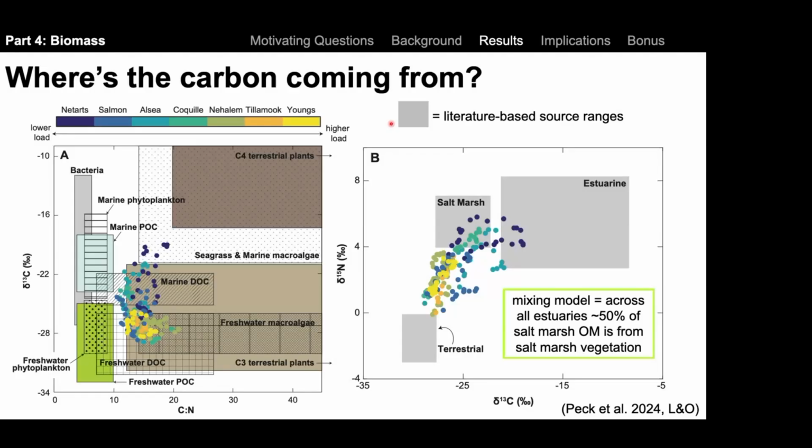And once we use the Bayesian mixing model, what we find is that across all estuaries, about 50% of the salt marsh organic matter is sourced from salt marsh vegetation. And then the other 50% is dependent upon the fluvial sediment load.